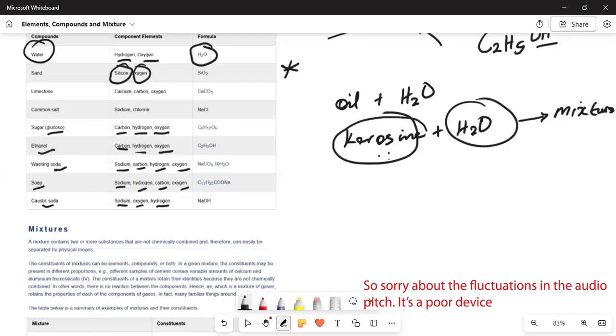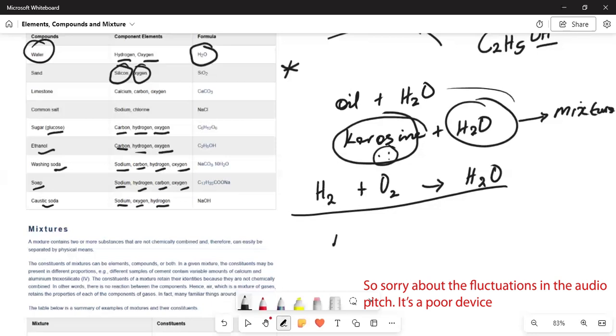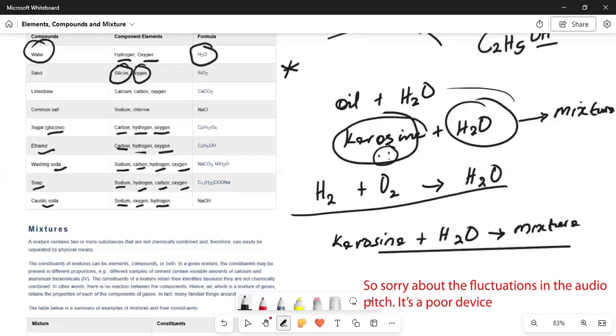Also, we cannot represent it with a chemical equation. For example, when we talk about hydrogen combining with oxygen to give us water, this is a chemical equation. For a mixture, we cannot have this type of chemical equation. As a matter of fact, there is no formula for kerosene because kerosene itself is a mixture of hydrocarbons. So there's no way I can write a chemical equation for mixing kerosene with water. Kerosene plus water gives us a mixture of kerosene and water. This is just an illustration. This is not a chemical equation because there's no chemical formula here.